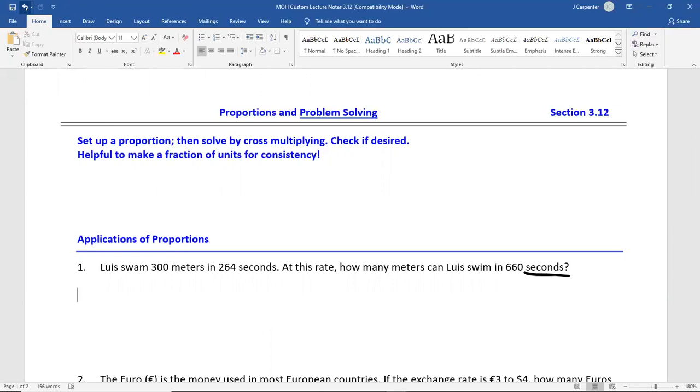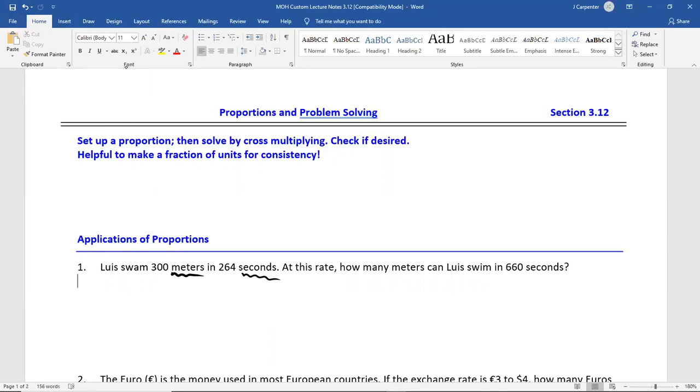So I see meters, I see seconds. Those are the units I'll write as a fraction. I can write meters over seconds, or I can write seconds over meters. In fact, I'll do this problem twice, both ways, to show you I'm not lying.